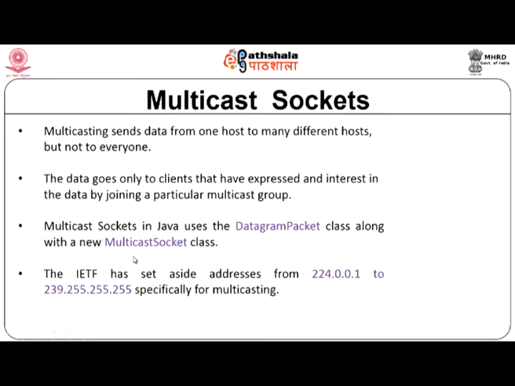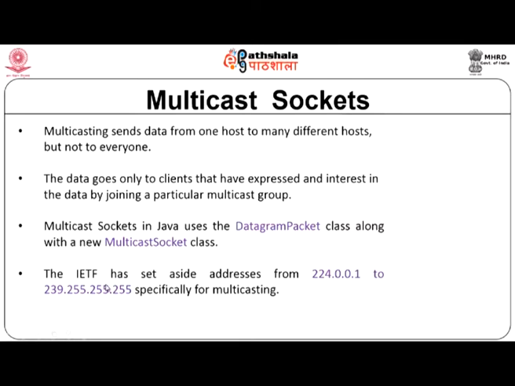In order to make multicast communication in Java, we use the same datagram packet that we have seen for UDP socket communication, along with a new class called the multicast socket class. So, the two classes we need for multicast communication are datagram packet and multicast socket. And to make this multicast communication, we need to make use of only multicast addresses.